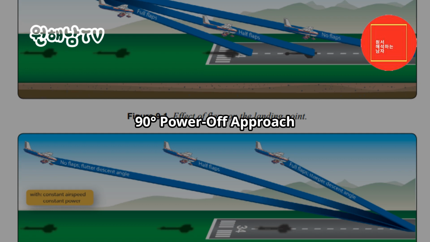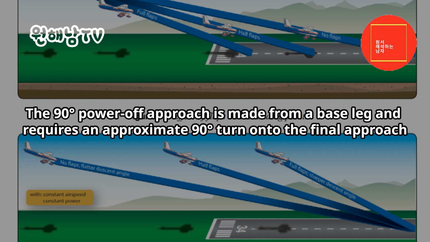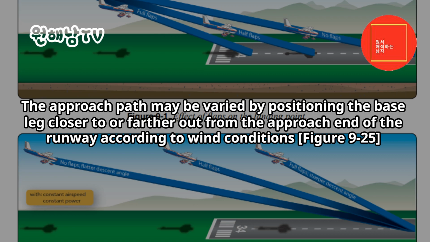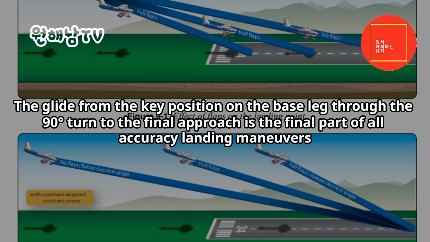90 degrees power-off approach. The 90 degrees power-off approach is made from a base leg and requires an approximate 90 degrees turn onto the final approach. The approach path may be varied by positioning the base leg closer to or farther out from the approach end of the runway according to wind conditions. Figure 9-25. The glide from the key position on the base leg through the 90 degrees turn to the final approach is the final part of all accuracy landing maneuvers.